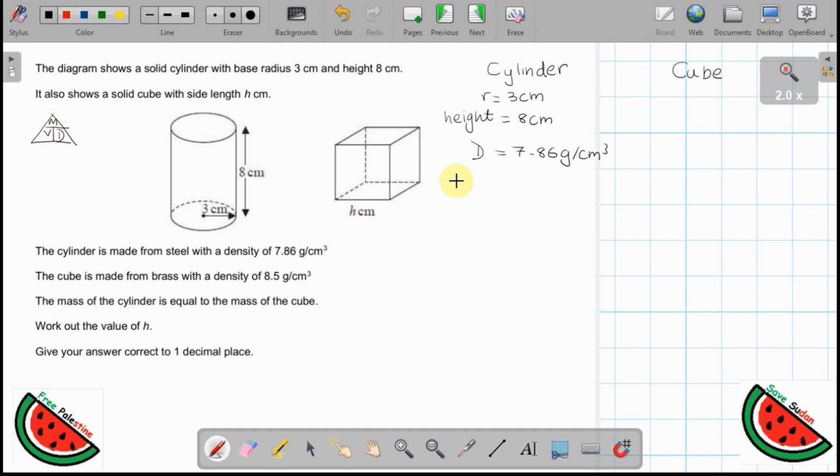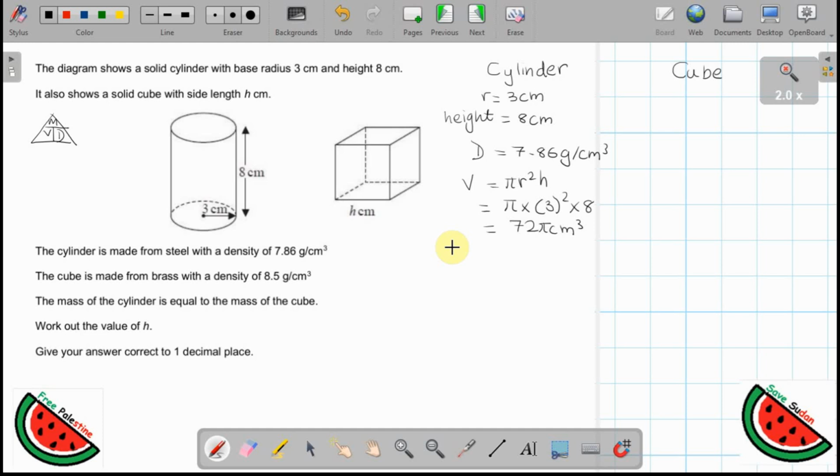So I can find the volume of the cylinder as pi r squared h. I'm going to leave this in terms of pi initially. So pi times the radius squared, which is 3 squared, times the height, which is 8. So 3 squared is 9, times 8 is 72 pi centimeters cubed. So I know the volume is 72 pi centimeters cubed.